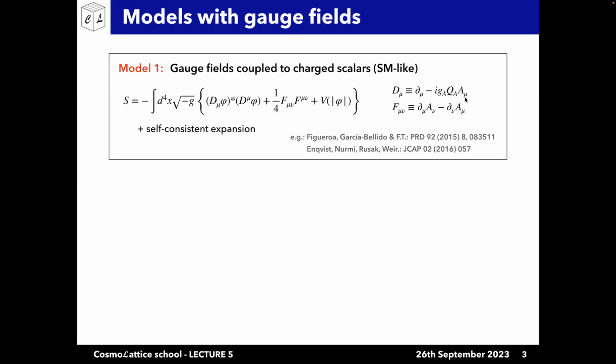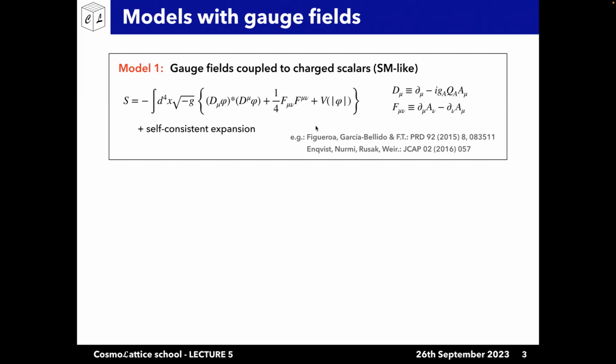A mu is the gauge field, which in principle has 4 components. This is the kinetic term of the abelian gauge field, F mu nu, where F mu nu is the field strength, partial mu A nu minus partial nu A mu. And this is the potential, which in principle will only depend on the absolute value of the complex scalar field amplitude.